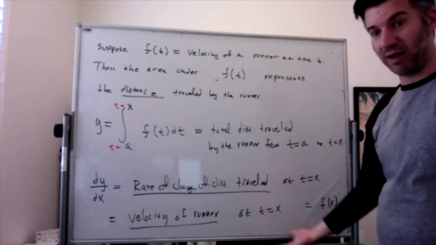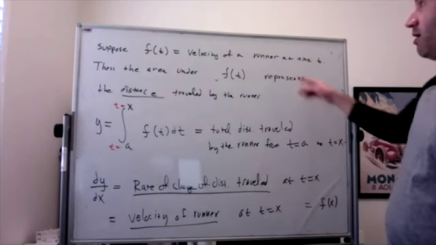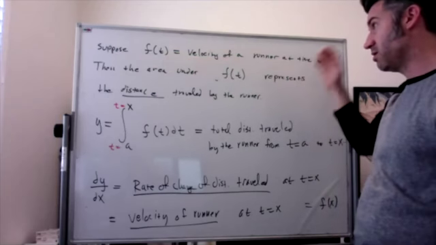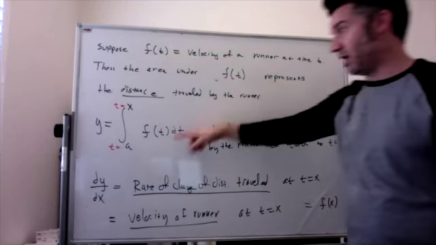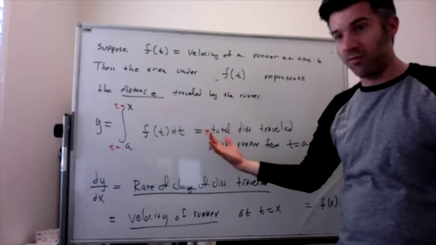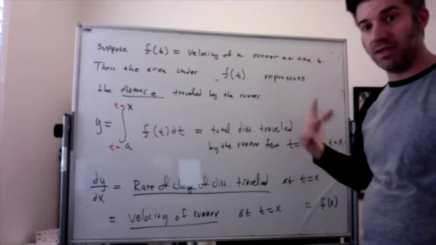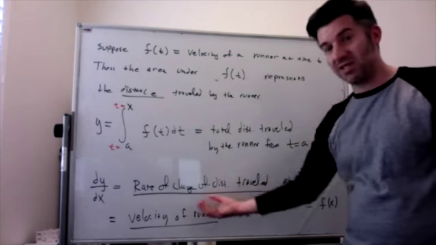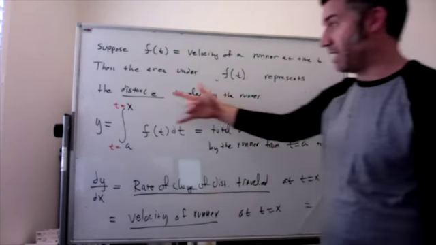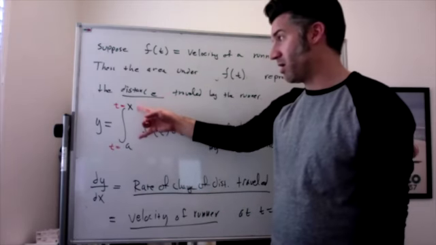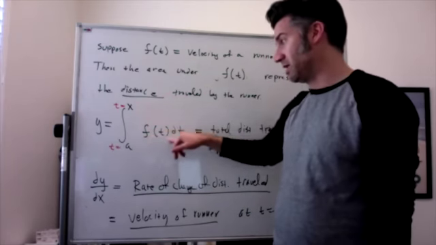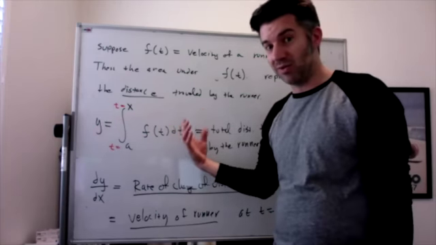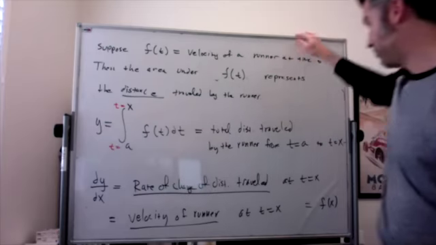That's the whole idea here, right? f of t was the velocity of a runner at time t. The area under f of t between a and x was the distance traveled. And then the derivative of the distance traveled, the rate of change of the distance traveled, is just the velocity. But if we look at it as an integral, if the area is the integral from a to x of f of t dt, then the derivative of that at t equals x is just f of x.